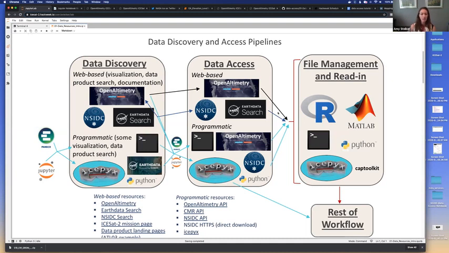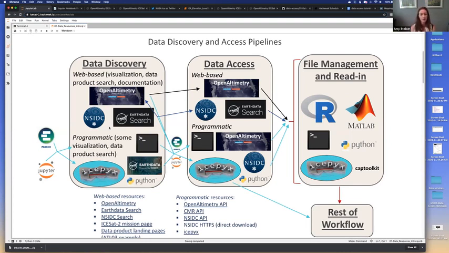There's a black arrow demonstrating the OpenAltimetry workflow from data discovery to access, as well as the NSIDC and NASA Earthdata methods. And again, there are those underlying programmatic methods using APIs and other tools and wrappers. And you can see that these arrows all connect.